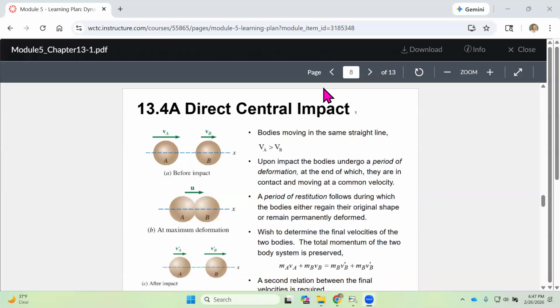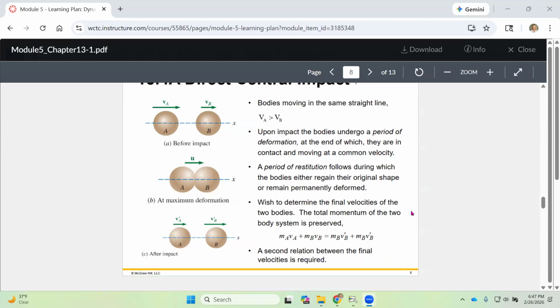So that part where they go back to their original shape is called the period of restitution, and it's a ratio that we can calculate based on what the before and after velocities actually are of each one of the bodies that are in contact with one another. And then once they separate again, you're going to notice that their velocities will change based on that collision. When we have collisions that are elastic, we say that their momentum is conserved.